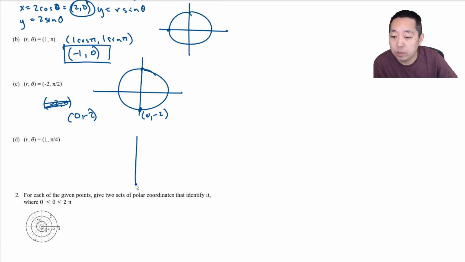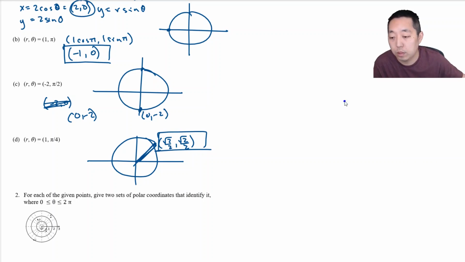And then here, we draw a picture. We're going to be radius 1. We're going to be at pi over 4. So we're going to be here, radius 1. And what is this? It's root 2 over 2, root 2 over 2, because, again, it's on a circle. Circle of radius 1, I'm at angle pi over 4. So that's my point.